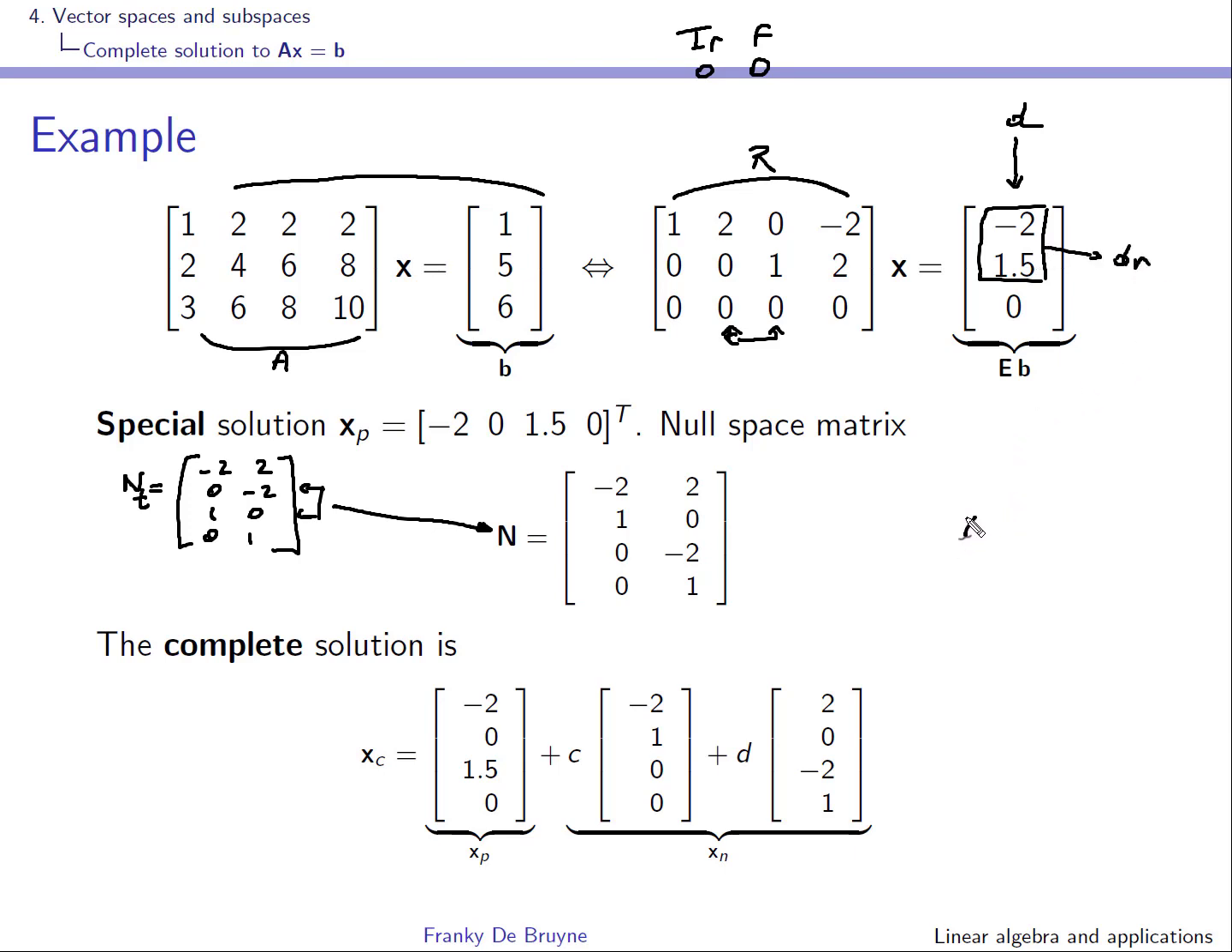So xp, and it will also be a temporary particular solution, will be minus 2, 1.5, and we have r equals 2, m equals 3, and n equals 4.